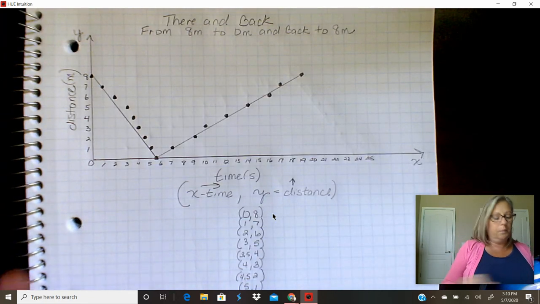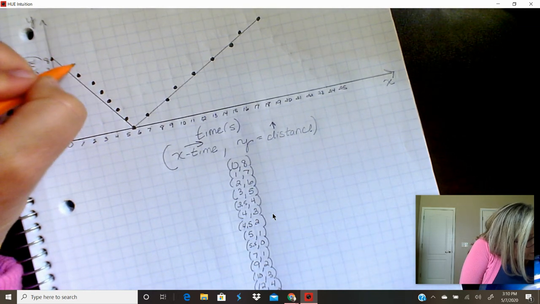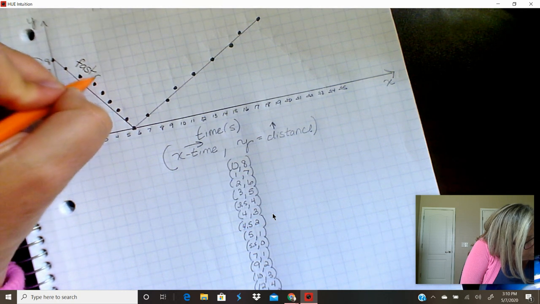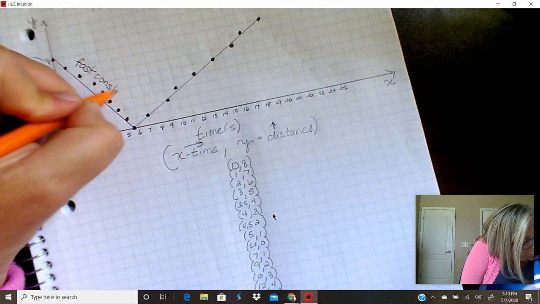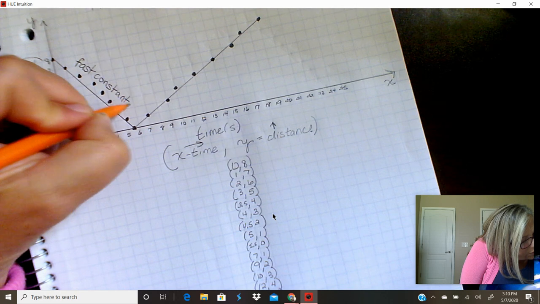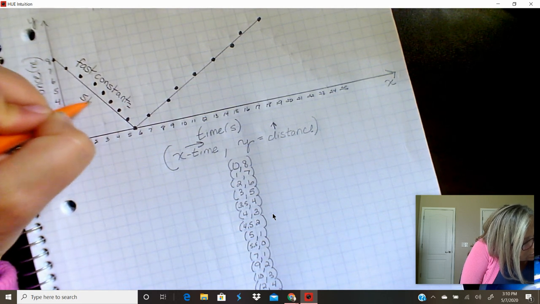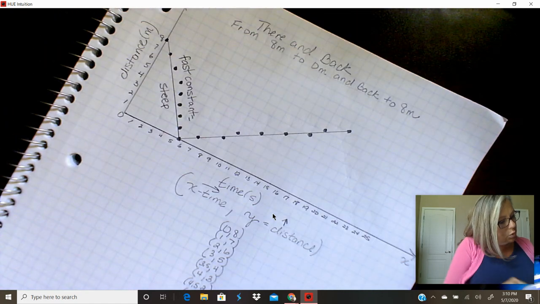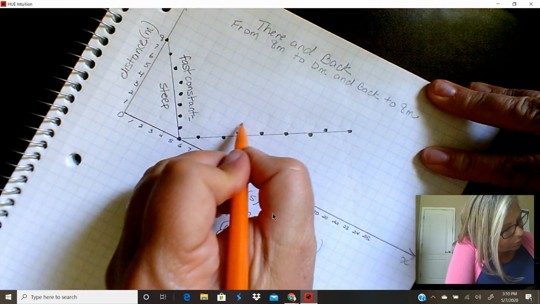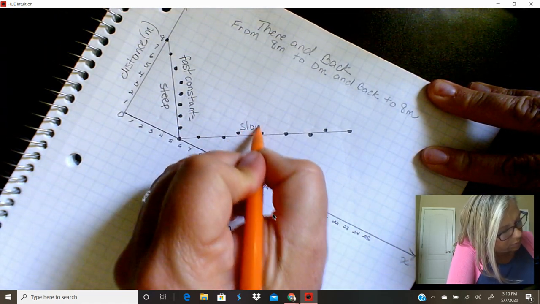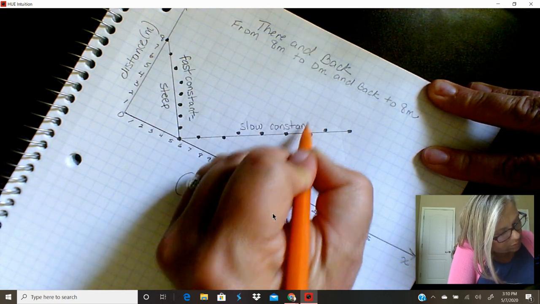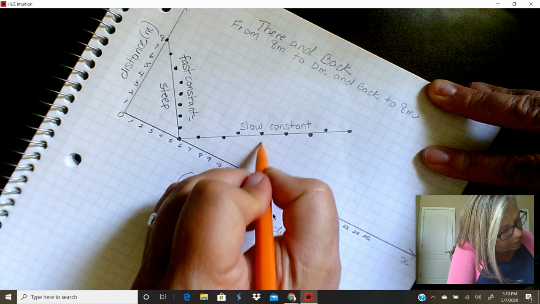So again, on the first part of Nick's walk, it was a fast constant, or as constant as we could get it. And that is very steep. And on the way back to the sliding glass door, it was a slow constant, or at least we attempted to be constant, which is less steep.